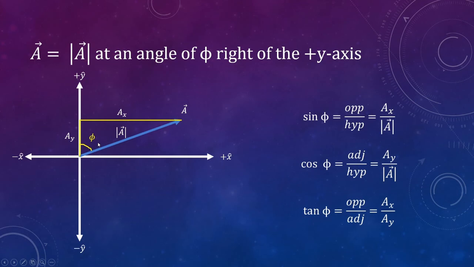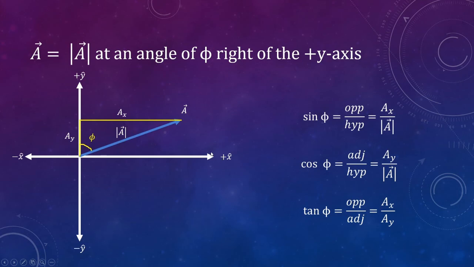So let's do our sine. Sine is always defined as opposite over hypotenuse. So in this case, the opposite side of this yellow angle phi is the x component of A, and the hypotenuse is still the magnitude.